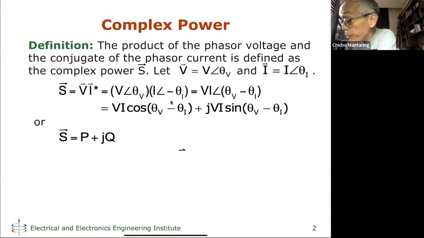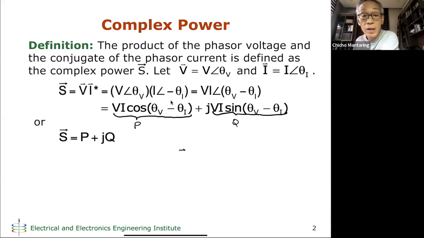But if you will recall from our previous discussions, VI cosine of theta V minus theta I is actually equal to P, and VI sine of theta V minus theta I is actually equal to Q. Thus, complex power S is just P plus jQ. In other words, if we evaluate this product, we pick out the real part, and that's equal to your real power, and you pick out the imaginary part, and that's equal to your reactive power, or your VARs.